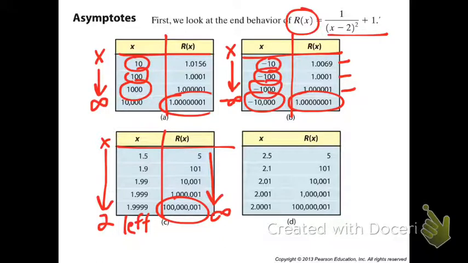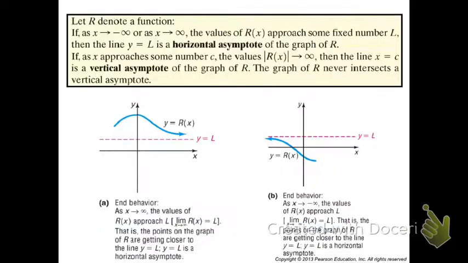Same with when we approach 2 from the right-hand side, from values of X that are greater than 2. That way we can tell what the behavior of the graph is. So as X is approaching 2 from the right, where are the Y values going? Well, the Y values are going towards positive infinity, just like when you were approaching 2 from the left-hand side of 2. Okay, so let's look and see what that represents.